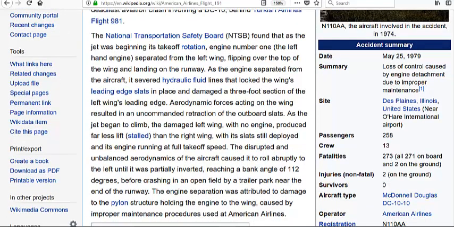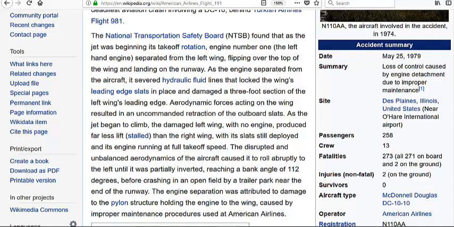So what happened? The NTSB found that as the jet was beginning its takeoff rotation, engine number 1 separated from the left wing, flipping over the top of the wing and landing on the runway. As the engine separated from the aircraft, it severed hydraulic fluid lines that locked the wing's leading edge slats in place and damaged a 3-foot section of the left wing's leading edge.